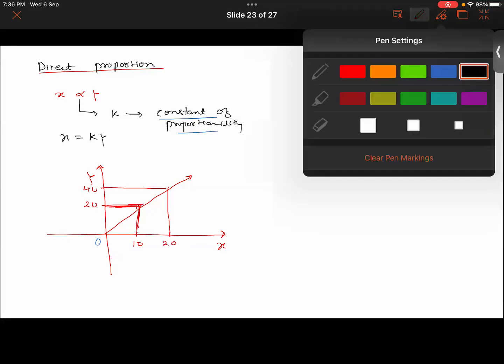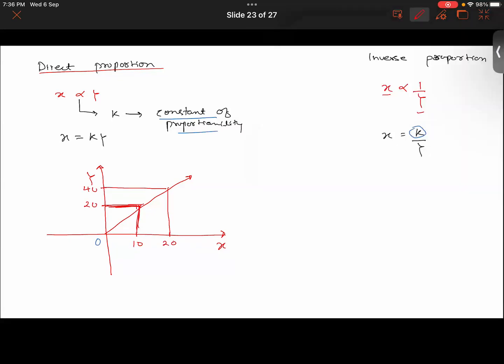What about inverse proportion? Will we still be getting a straight line? No, we will not be getting a straight line. Very good. If you plot the graph between x and y, you will be getting a curved line like this. This curved line represents inverse proportion, x equals k upon y. Getting it now?